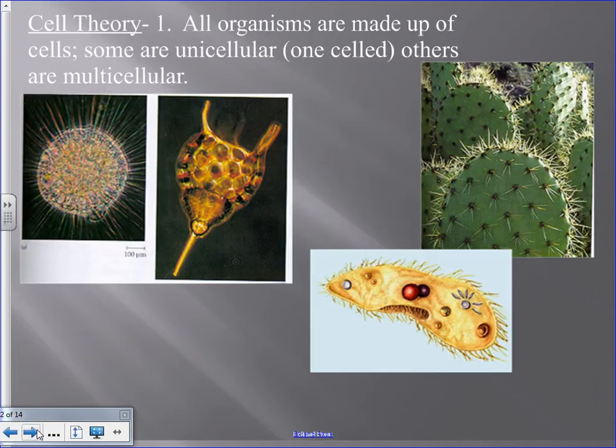All right, the points of the cell theory. All organisms are made up of cells. Some are unicellular and others are multicellular. Now, in order to be a living thing, what are some things a living thing should show us? Or what are some characteristics a living thing should have?